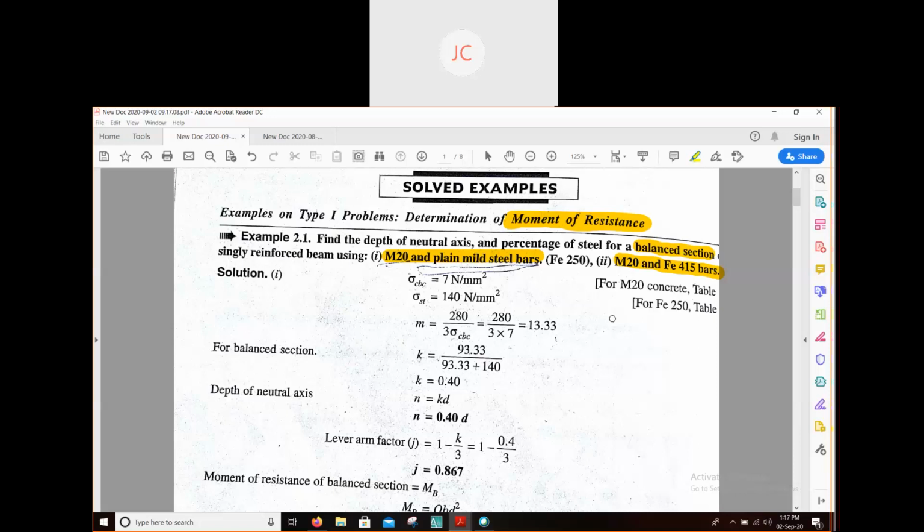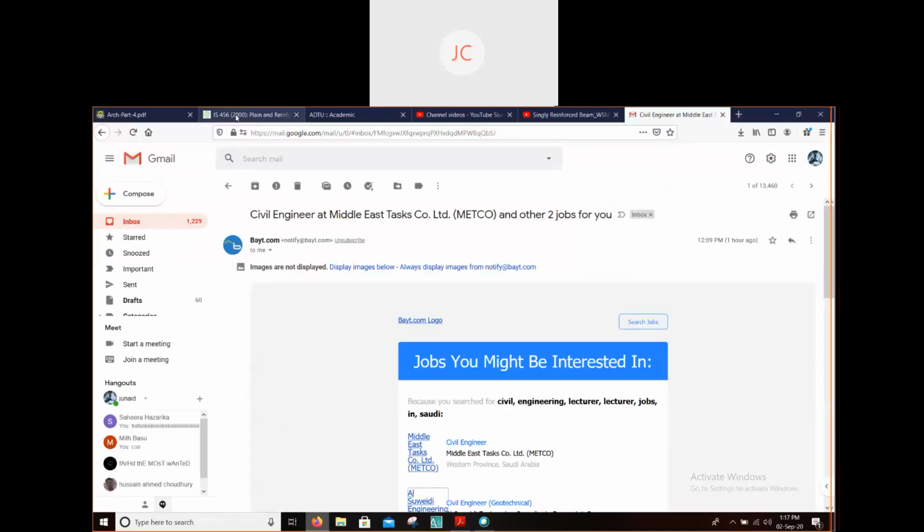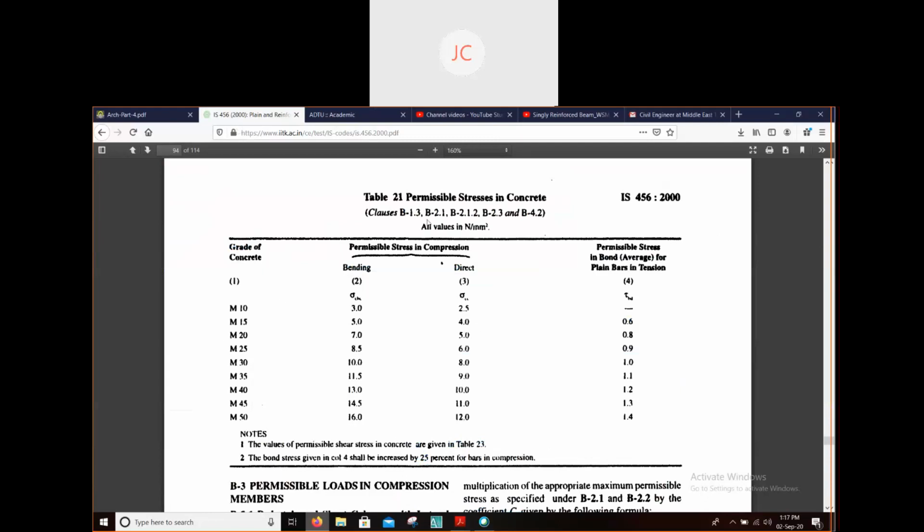Since the grade of concrete is given as M20, we have to go to table number 21 of IS code, IS 456. You have to go to table number 21 of IS 456 for M20 grade of concrete. For M20 grade of concrete, this is the value of sigma CBC, 7 Newton per millimeter square. Okay.